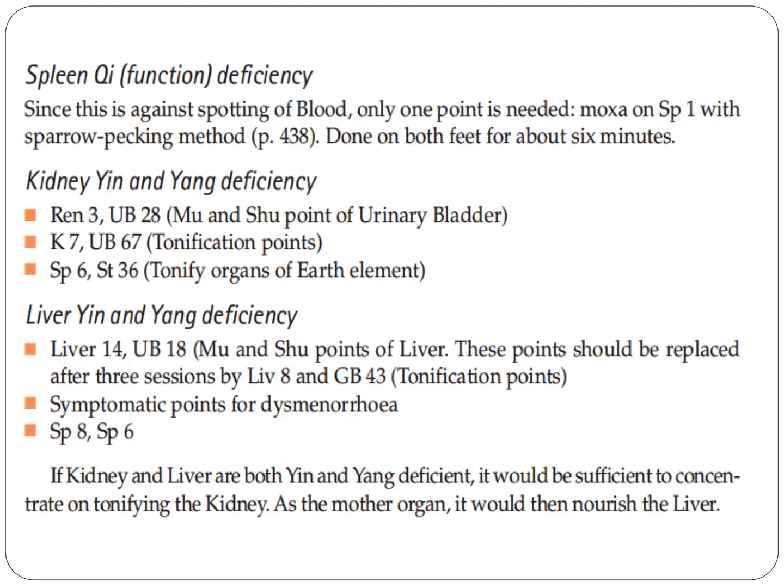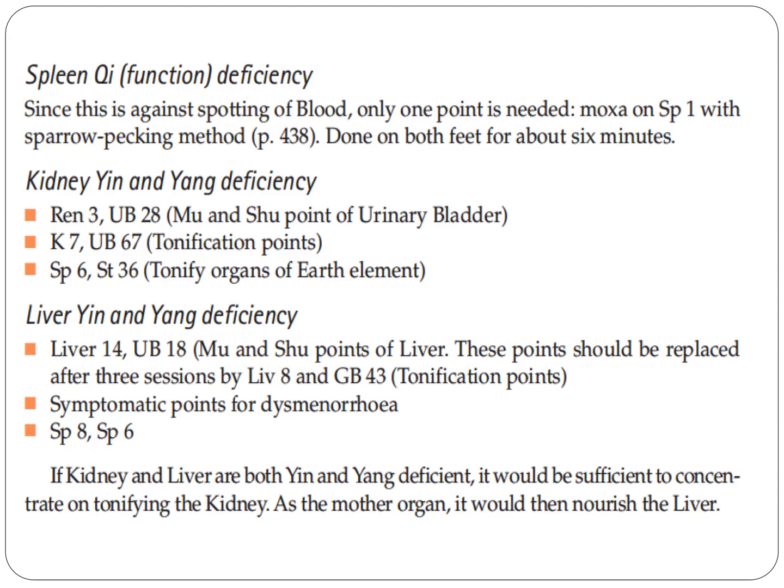Okay. For spleen qi deficiency, since this is against spotting of blood, only 1 point is needed. So we can moxa spleen 1 with spiral pecking method. And this could be done on both feet for about 6 minutes.